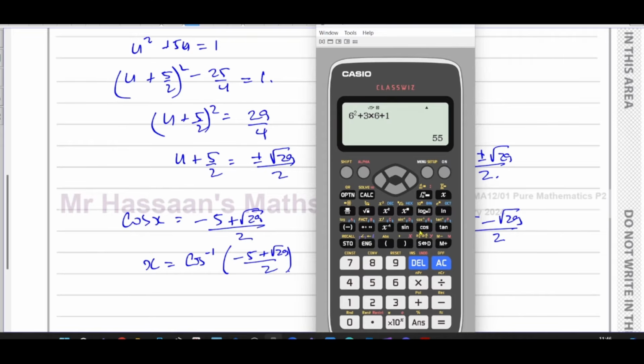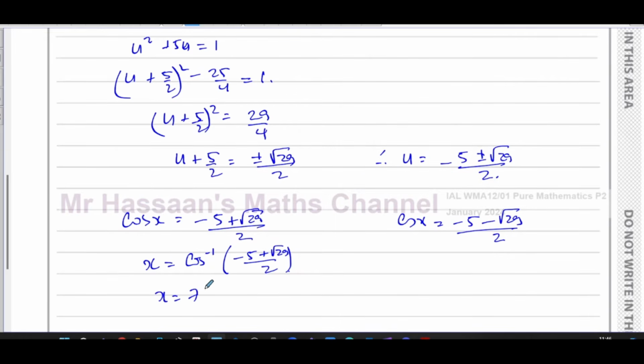Yes. So we're going to do inverse cosine of, in brackets, minus 5 plus the square root of 29, over 2. Okay, so that's going to give us 78.896. So x equals 78.896. That's the first solution.